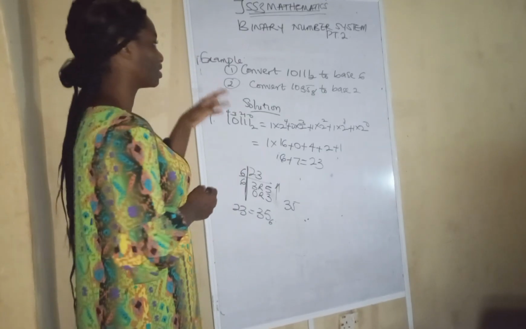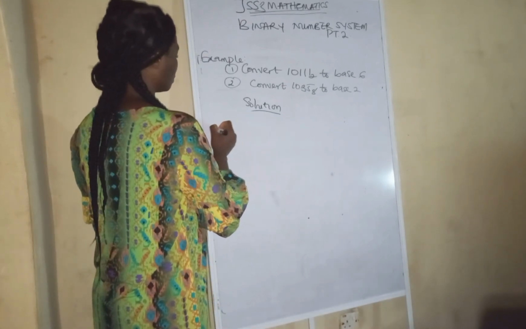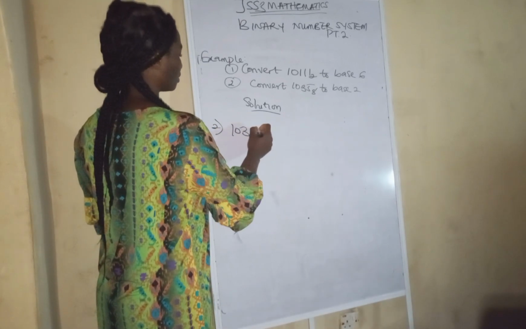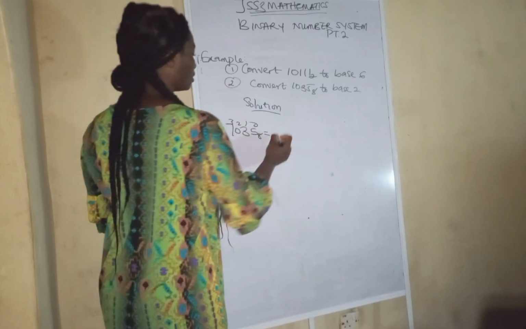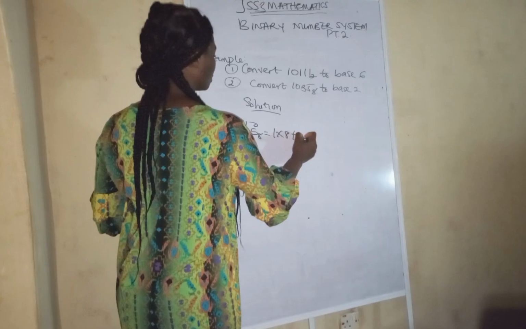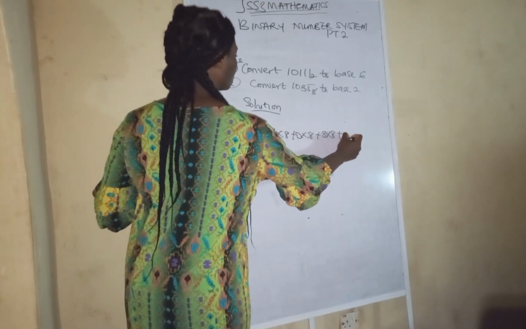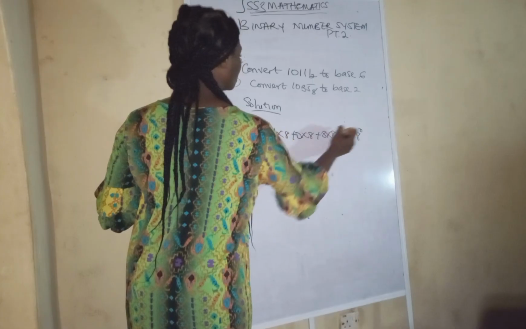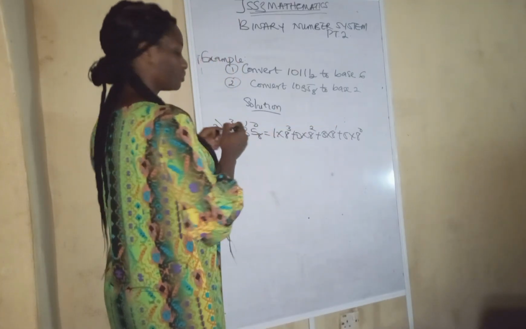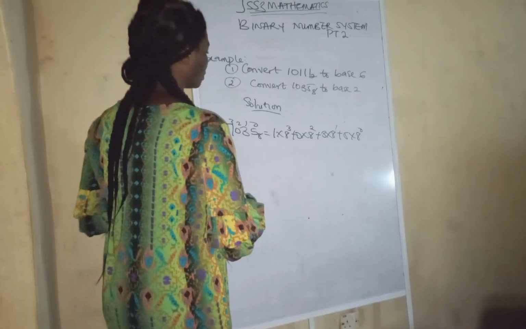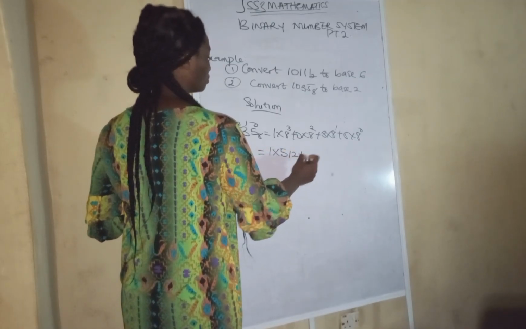Okay, so let's move to the next one now. Alright, so let's solve the second one. So we have 1035 base 8. So we have 0, 1, 2, 3. 1 times 8 to the power 3, plus 0 times 8 to the power 2, plus 3 times 8 to the power 1, plus 5 times 8 to the power 0. You get this now? So 8 raised to the power 3 is going to give us what? Let's calculate it.